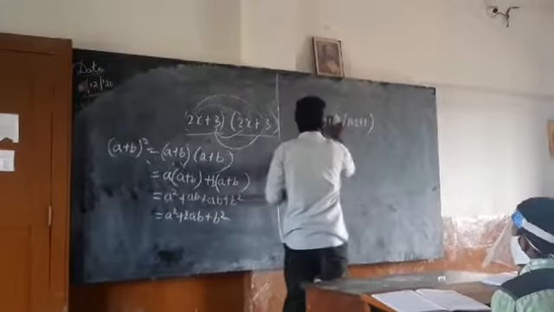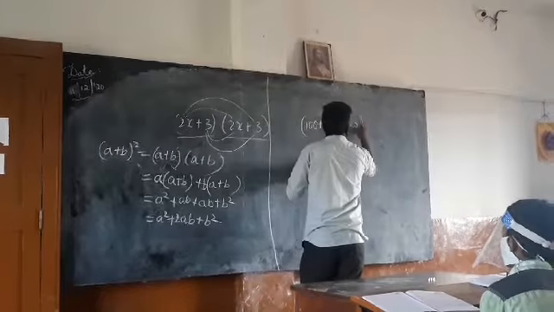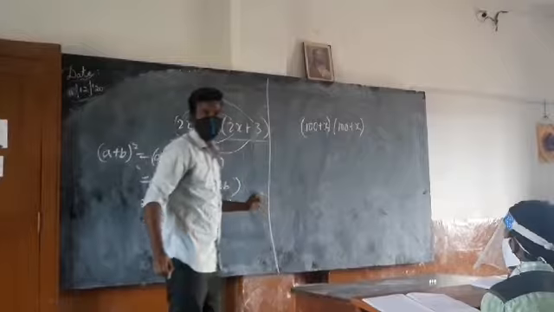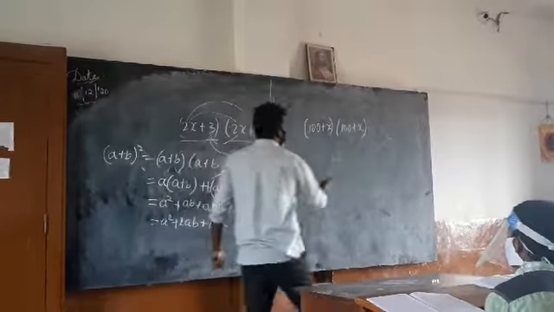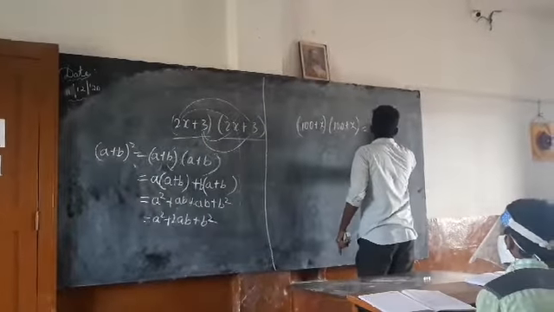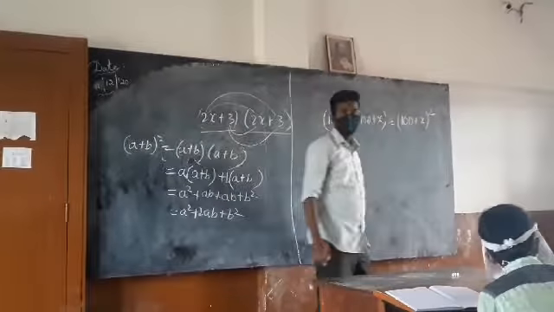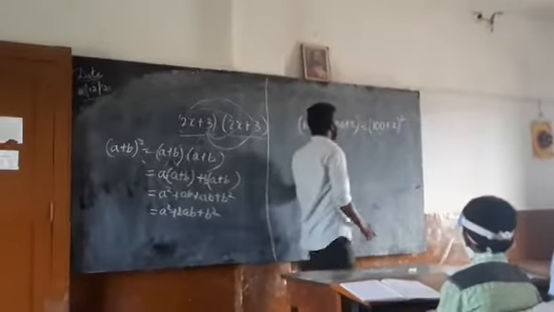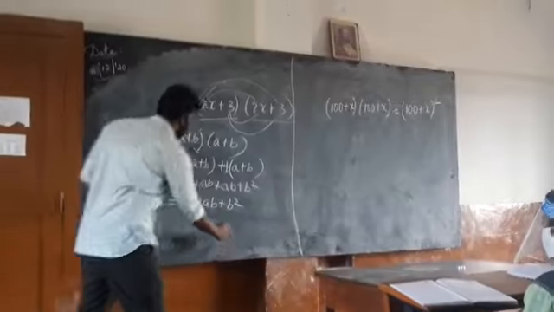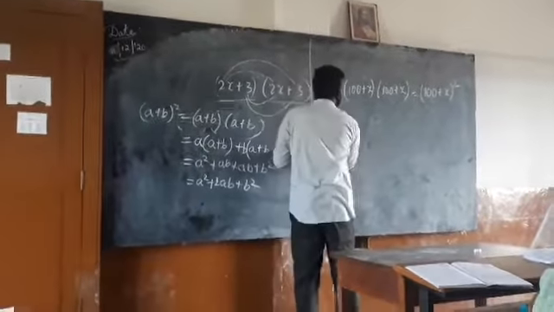It's not 100 plus minutes. Sorry. Two binomials. If at all you need to follow this whole procedure, it takes a lot of time. But if you recognize it as 100 plus x whole square, you directly apply a square plus 2ab plus b square. First of all, recognize what is a.